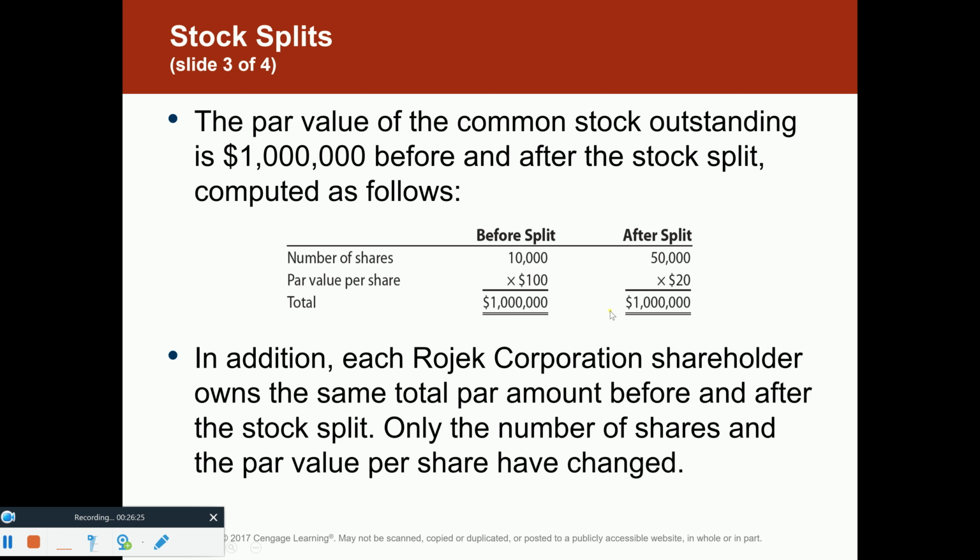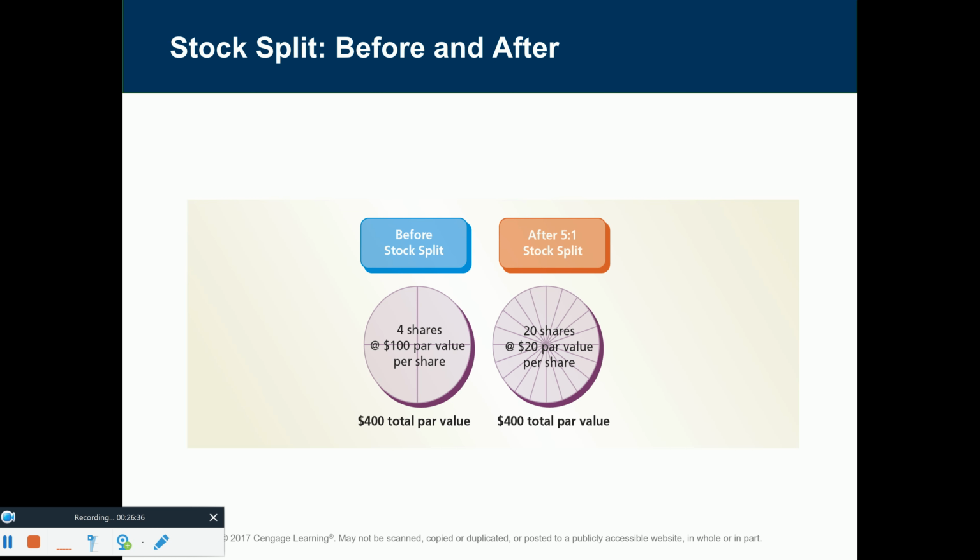All right, so there's no accounting journal entry, but we need to be mindful that the number of shares issued goes up and the par value goes down. And you can see a little explanation here, a little chart that shows you before the stock split and after the stock split.